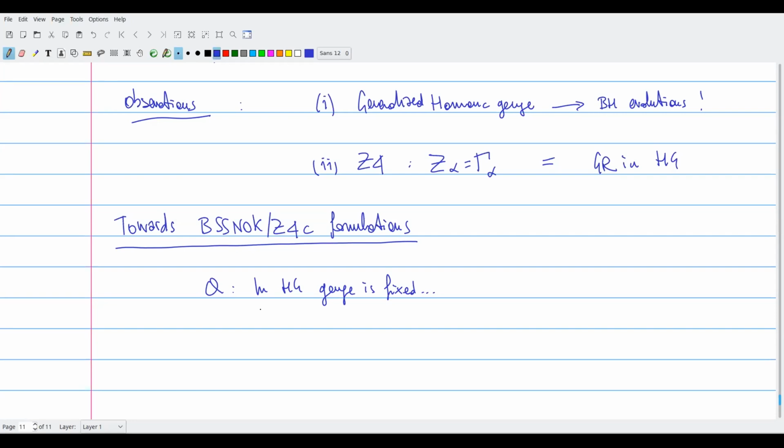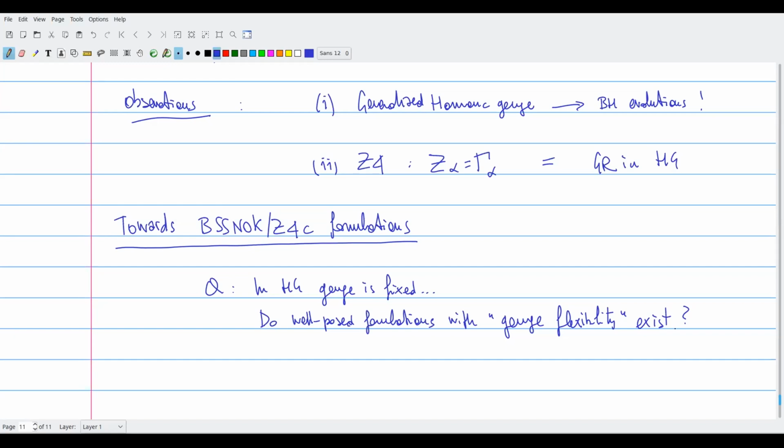Does a well-posed formulation in which we have gauge flexibility exist? This is a fair question because, as we discussed yesterday, our success in evolving black hole space-time really depends on the gauge.